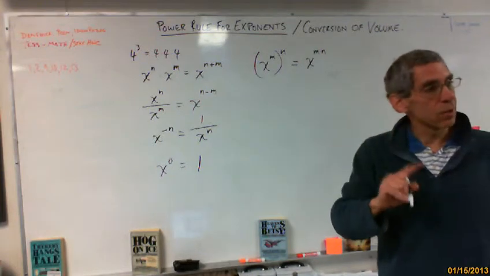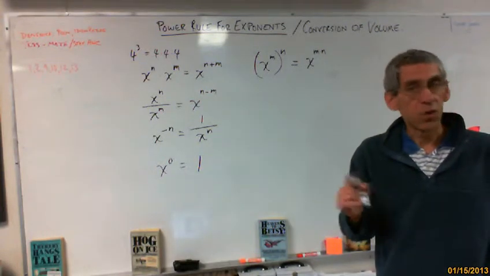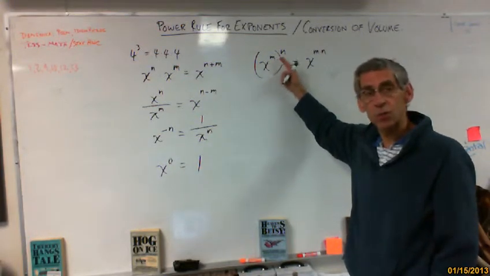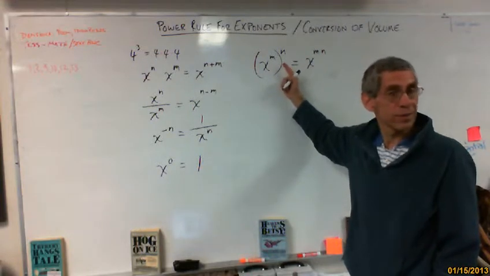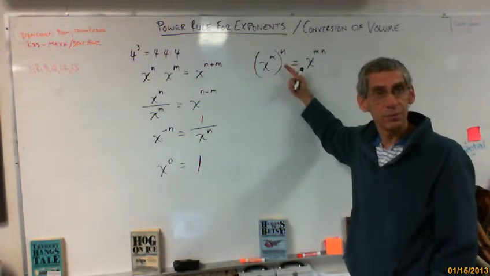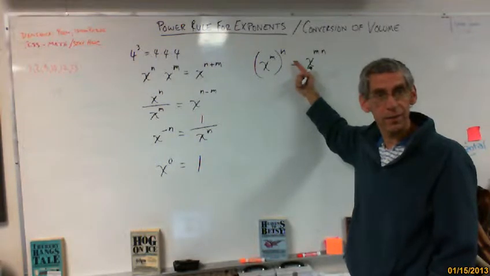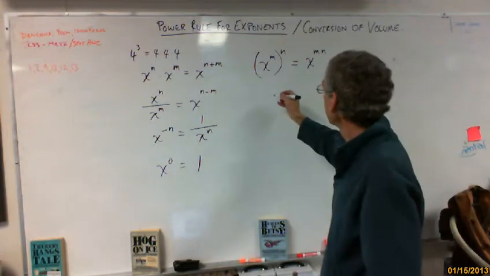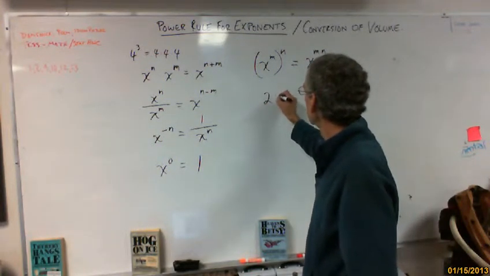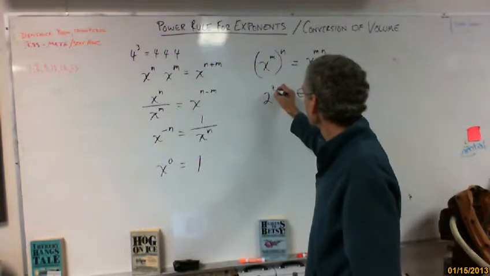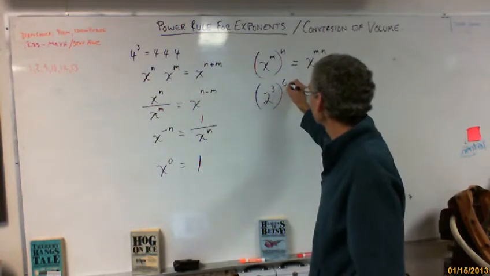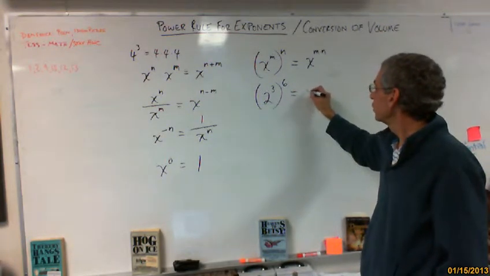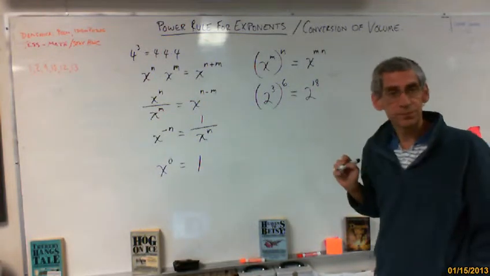All right? What do parentheses always mean? Multiply, right? So this is the only time you multiply exponents. It's when there's a parenthesis between the two. See how there's a parenthesis between the m and the n? Parenthesis means multiply. So you just multiply the m times the n. So if I had 2 to the 3rd power raised to the 6th power, that would equal 2 to the 18th power.